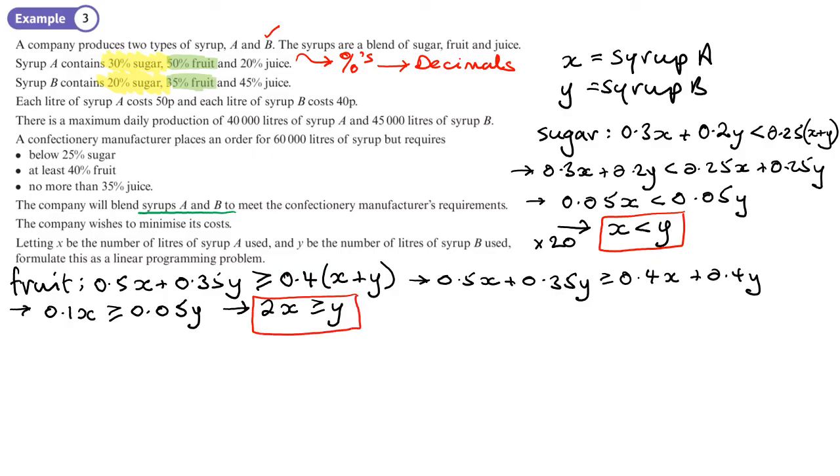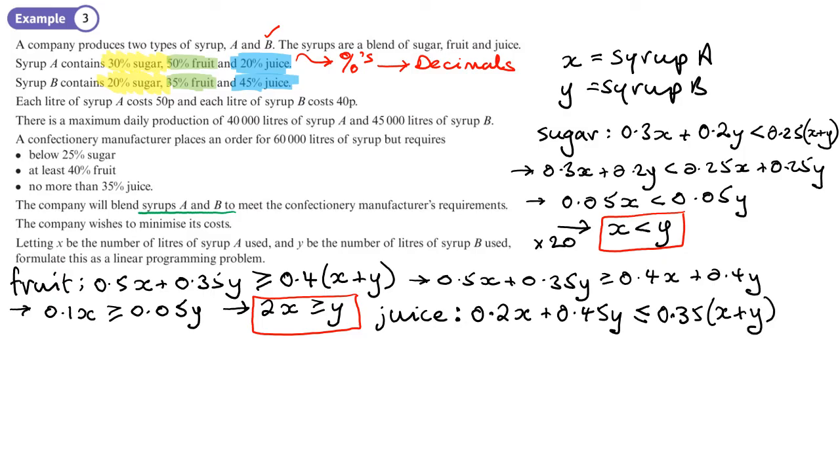Then the last ingredient is going to be the juice, 20% juice, 45% juice. So inequalities again, so I'll just write down juice here. So 20% of syrup A plus 45% of syrup B. And what does it say down here? No more than 35% juice. So we can go up to 35% juice in the blend, but no more than that. So that needs to be less than or equal to 35% when we put the two syrups together.